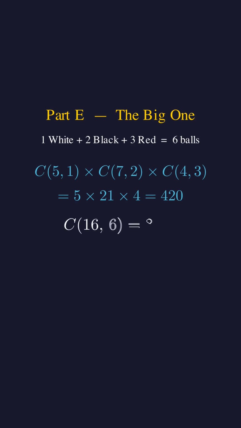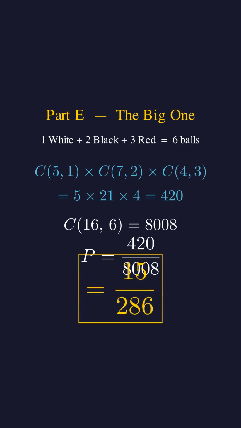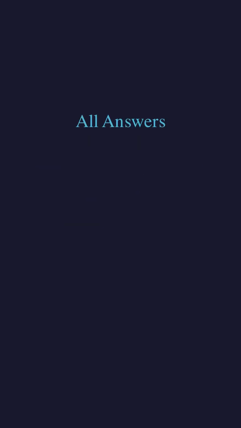Denominator, C of 16, 6, which is 8,008. So probability is 420 over 8,008. Simplify. 15 over 286. The big takeaway?